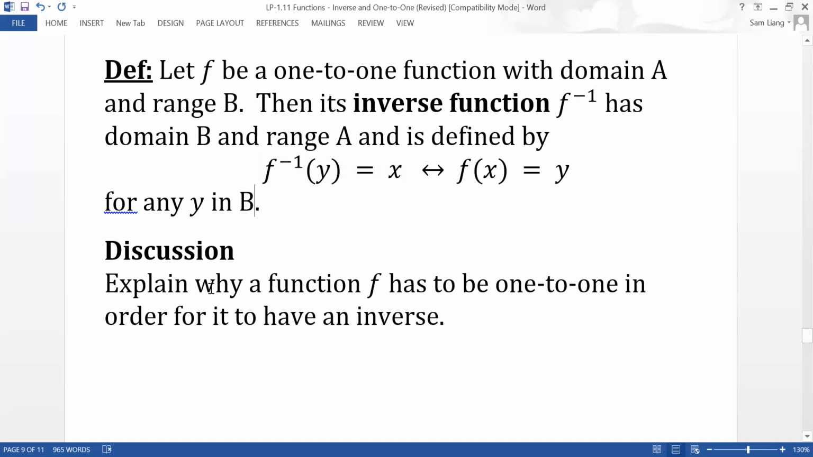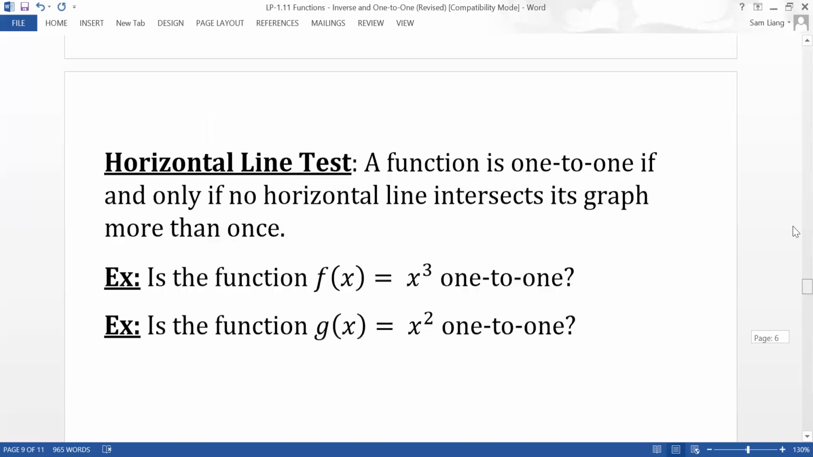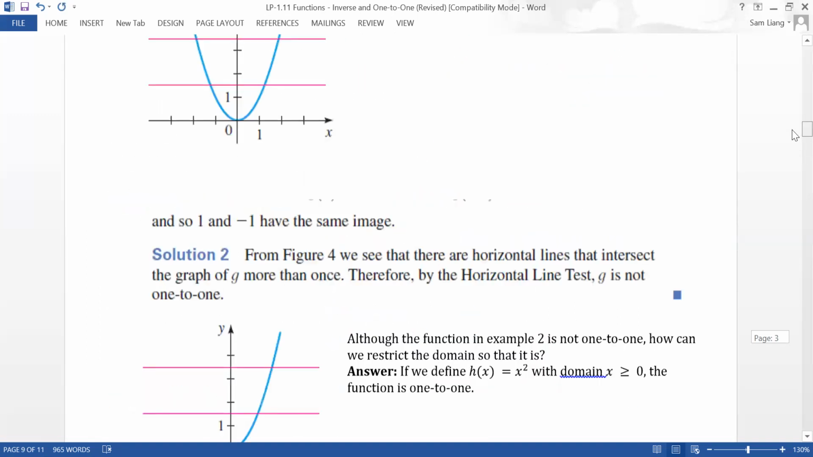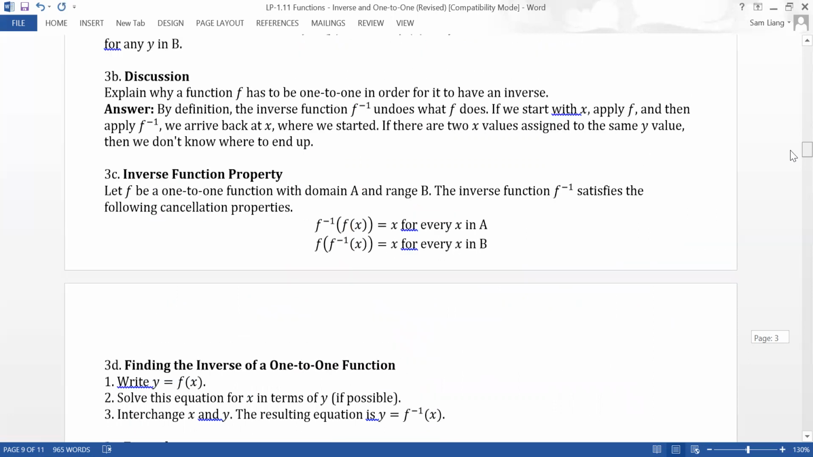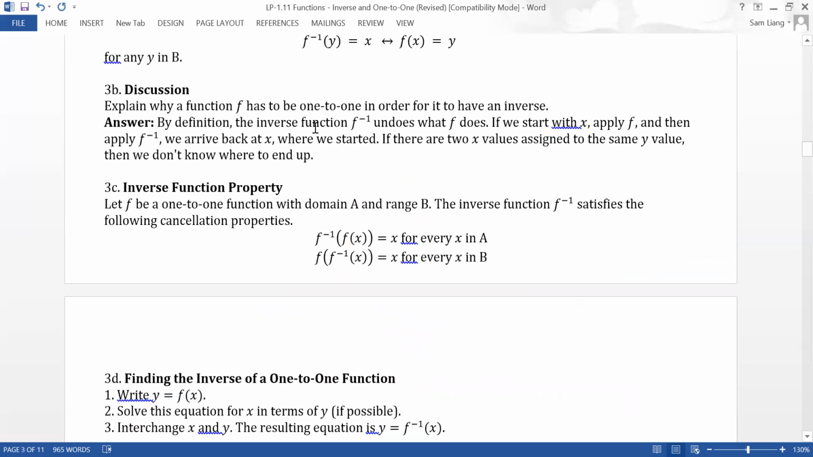Yeah, but you can see the discussion here, but let me just jump back to the lesson so that you can see the answer also. Okay, so let's explain why a function has to be one-to-one in order for it to have an inverse. All right, here we are. Okay, so by definition, the inverse function f inverse undoes what f does. If we start with x, apply f, and then apply f inverse, we arrive back at x where we started.